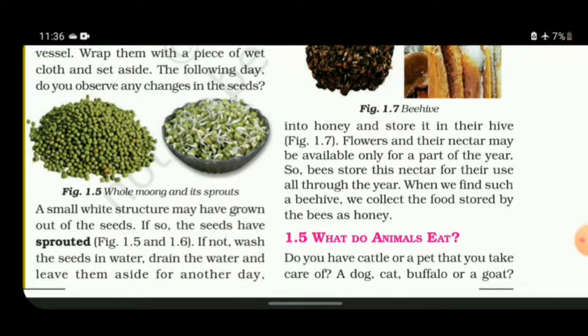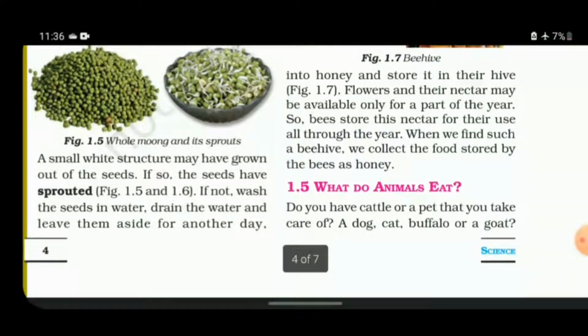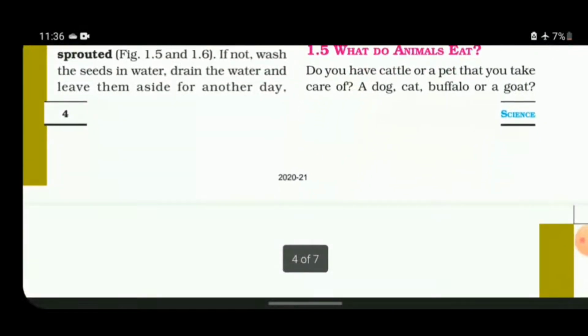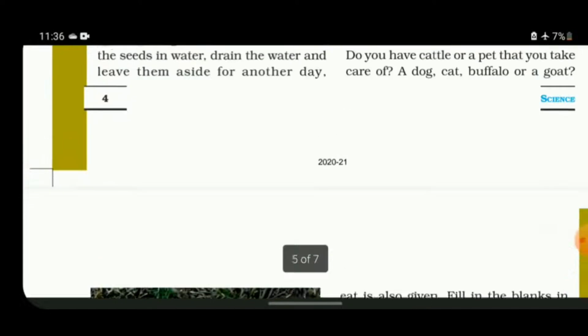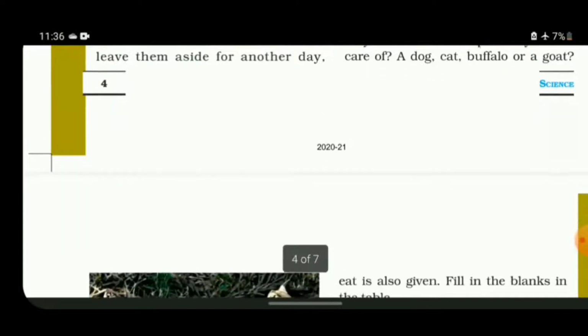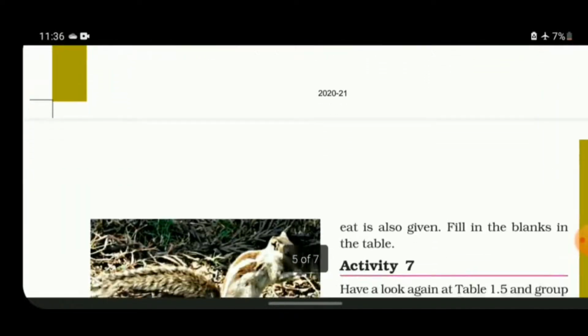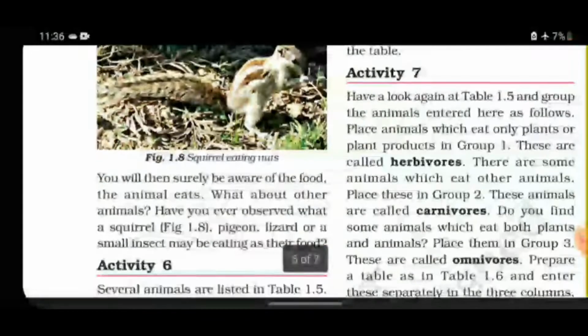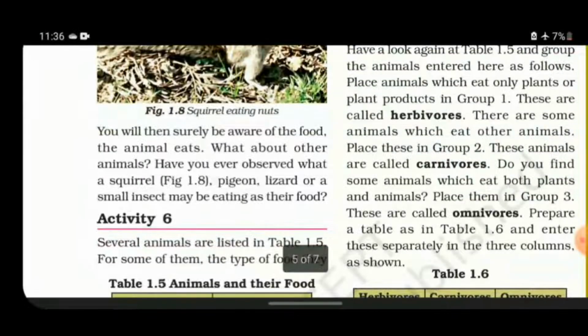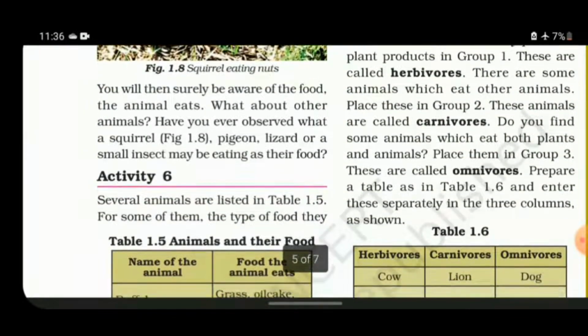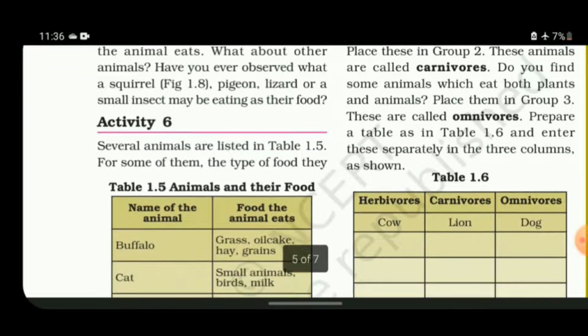1.5 What do animals eat? Do you have cattle or a pet that you take care of, a dog, cat, buffalo, or a goat? You will then surely be aware of the food the animal eats. What about other animals? Have you ever observed what a squirrel, Fig 1.8, pigeon, lizard, or a small insect may be eating as their food?